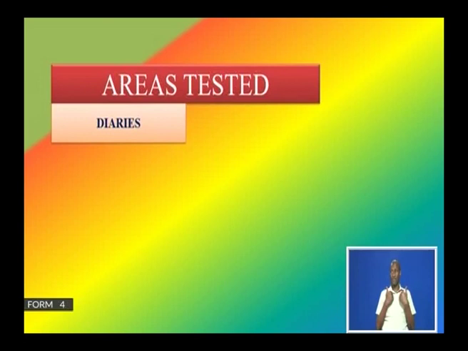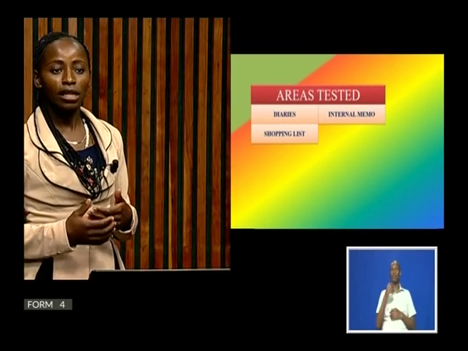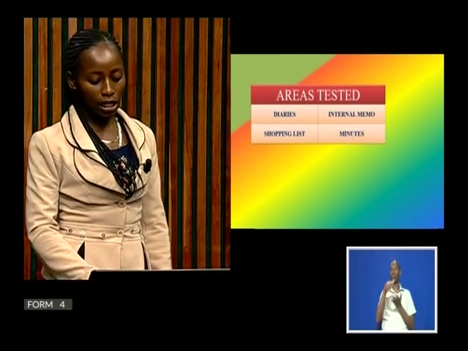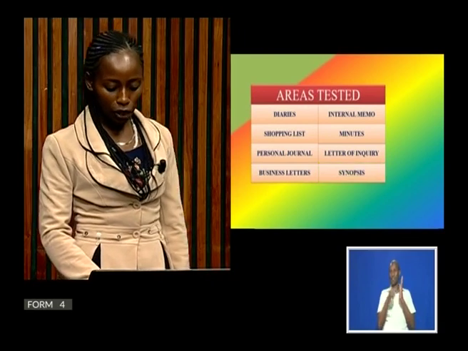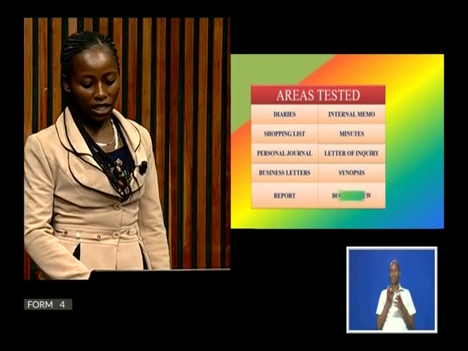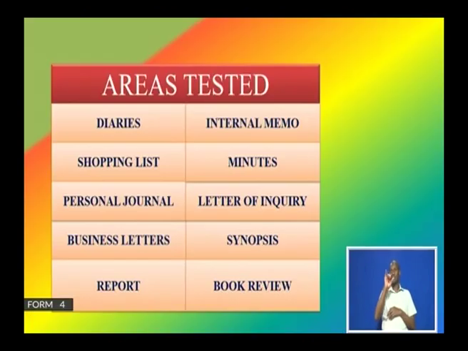And we have several areas tested, cutting across all the way from Form 1 to Form 4. I will handpick a few areas for illustrating all the way from Form 1 to Form 4. For example, we have diaries in Form 1, shopping list in Form 1, personal journals in Form 2, business letters in Form 2, reports in Form 3, internal memo in Form 3, minute writing in Form 3, letters of inquiry in Form 4, synopsis and book review in Form 4.